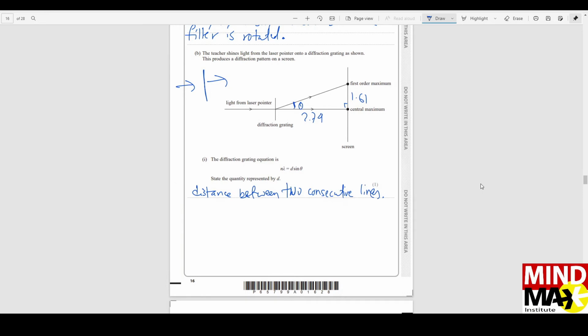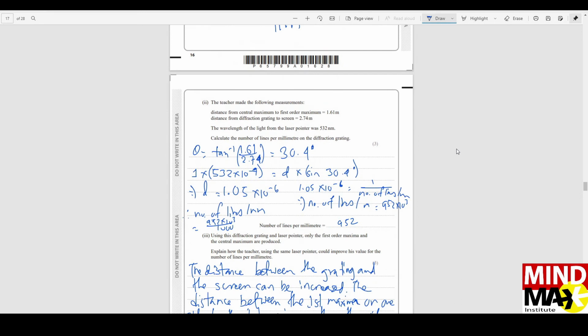State the quantity represented by d. Whenever we write d in the calculations, it is actually 1 divided by the number of lines per meter. So it's how many lines there are in 1 meter, and d is 1 divided by that. So this is basically the spacing between each two consecutive lines. The distance between these two lines is one d, this is another d, this is another d. That is how we actually describe it.